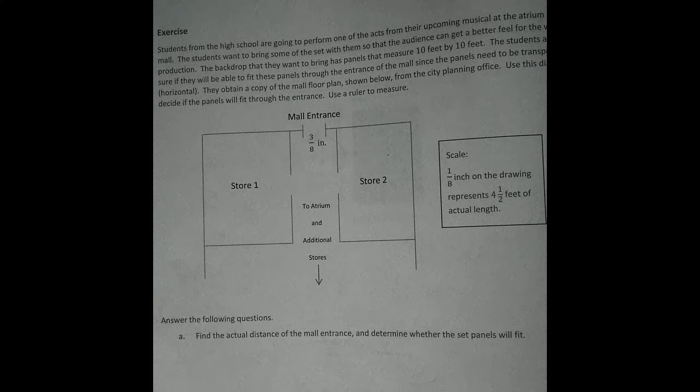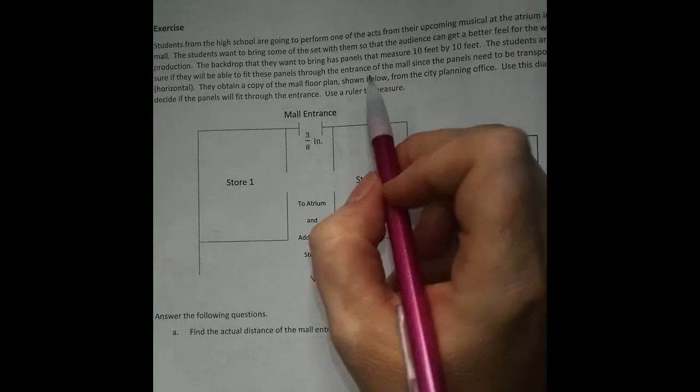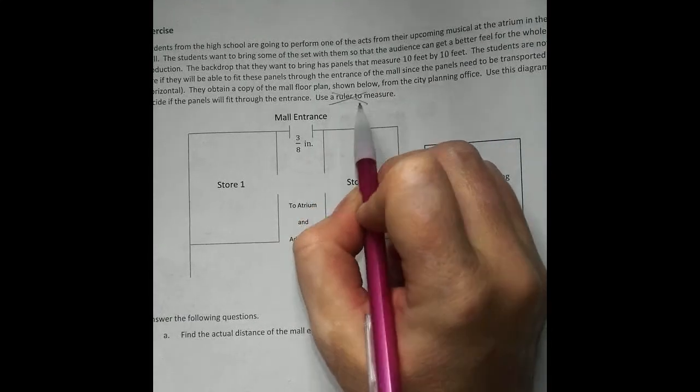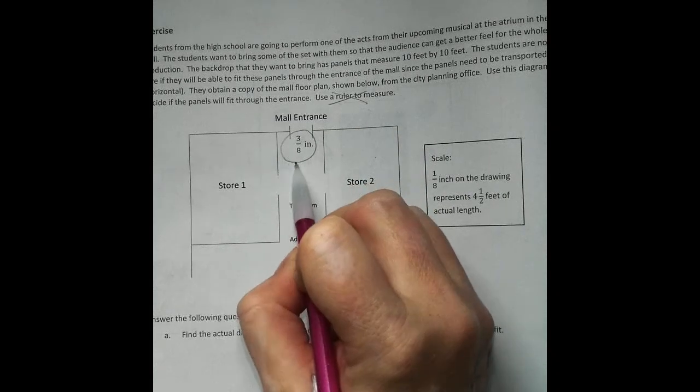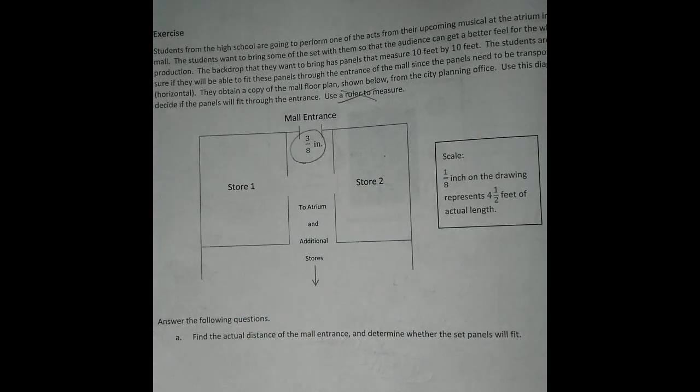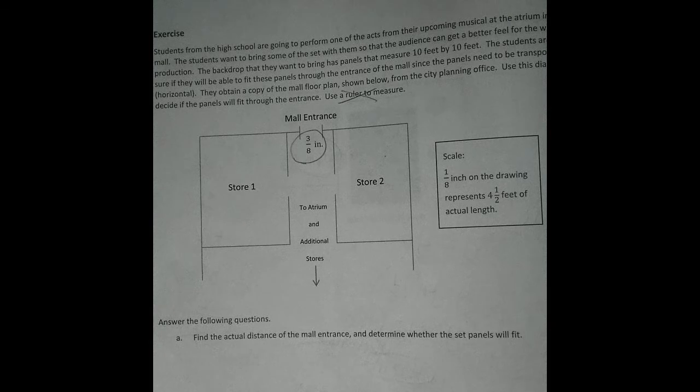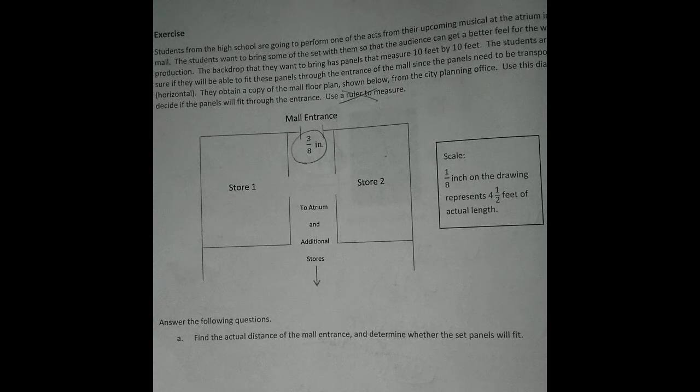They obtain a copy of the mall floor plan, shown below, from the city planning office. Use this diagram to decide if the panels will fit through the entrance. Use a ruler to measure. This part is unnecessary because they give you the value here. And you can take a ruler and measure it if you want to, but 3/8 of an inch. So these panels on the drawing, 3/8 of an inch. We have to figure out how many feet that is in real life.